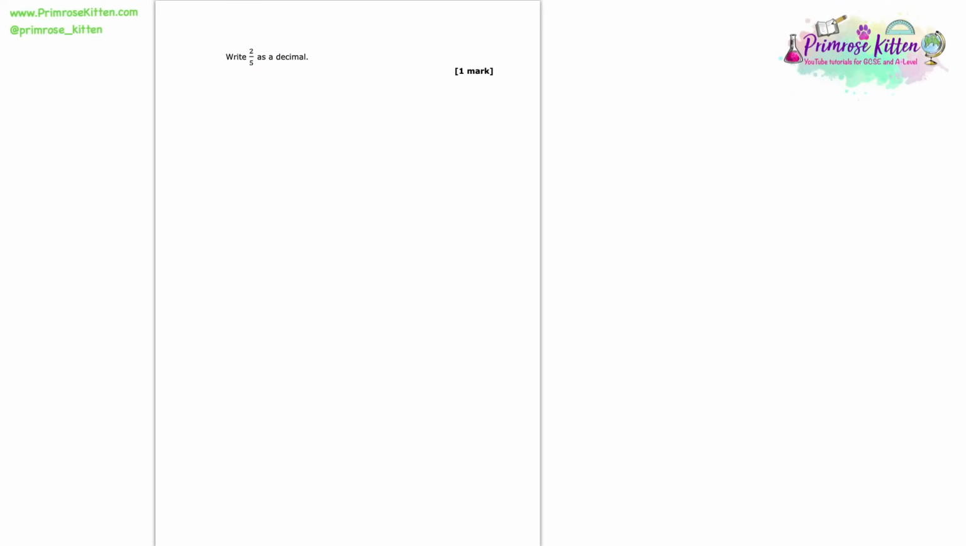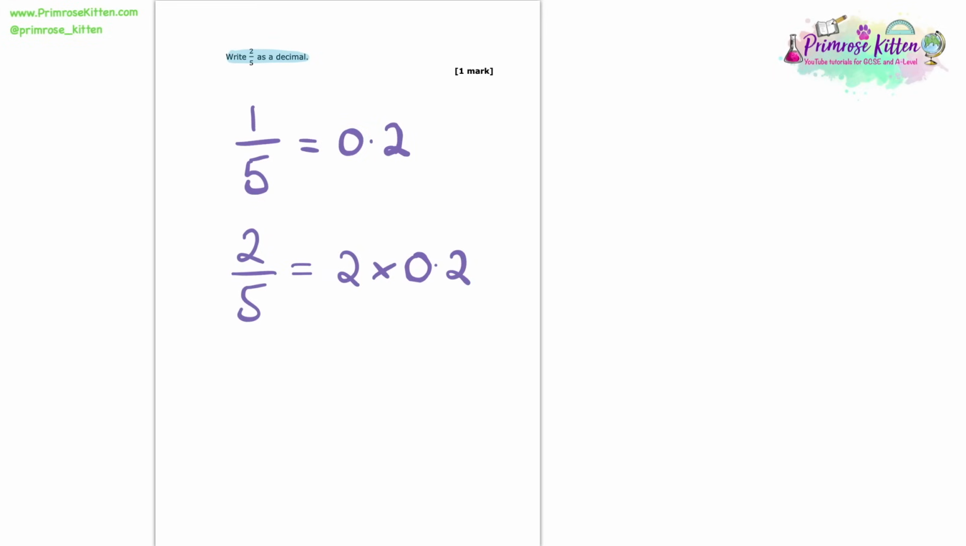Here we're asked to write 2/5 as a decimal. So here there's an important fact that we should really know. We need to know what certain fractions are as decimals. And 1/5 is certainly one of these examples. So we should really know that 1/5 is equal to 0.2. We can deduce from that then that 2/5 is going to be 2 times 0.2, which is going to give us 0.4. So our answer to this question is 0.4.